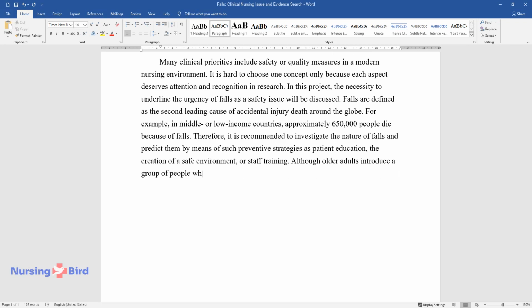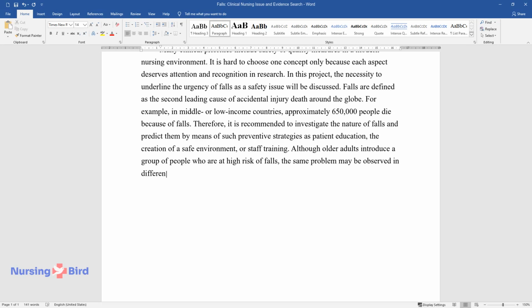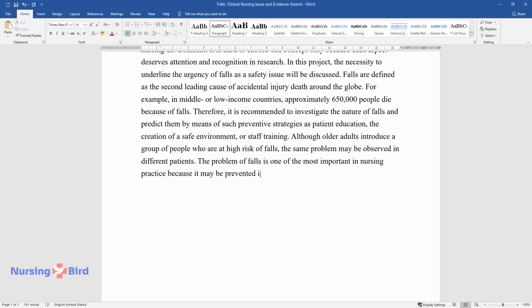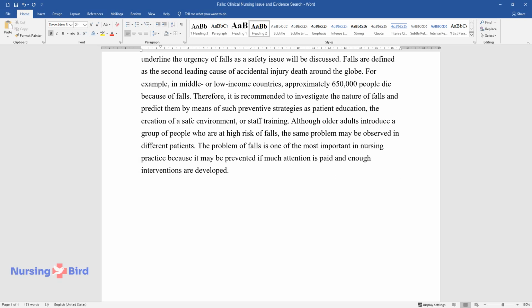Although older adults are a group at high risk of falls, the same problem may be observed in different patients. The problem of falls is one of the most important in nursing practice because it may be prevented if much attention is paid and enough interventions are developed.